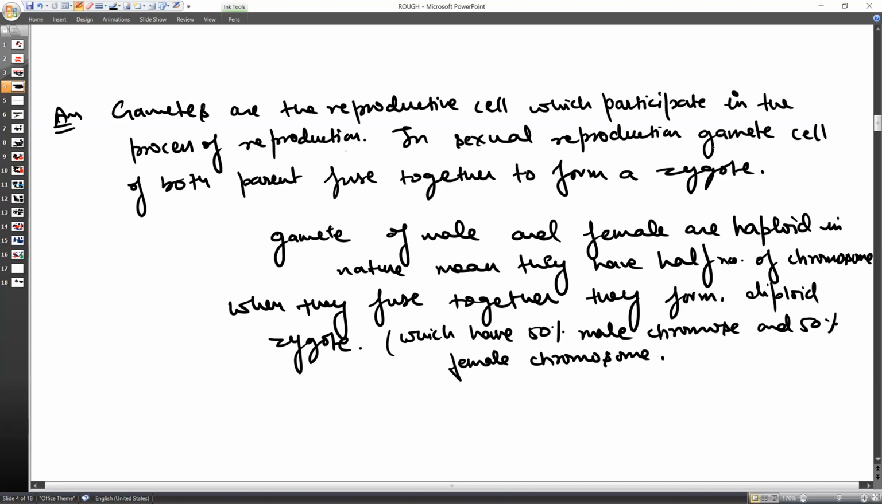In sexual reproduction, gamete cells of both parents, male and female, fuse together to form a zygote. Gametes of male and female are haploid in nature, meaning they have half the number of chromosomes. When they fuse together, they form a diploid zygote, which is going to have 50% male chromosomes and 50% female chromosomes. Got it?